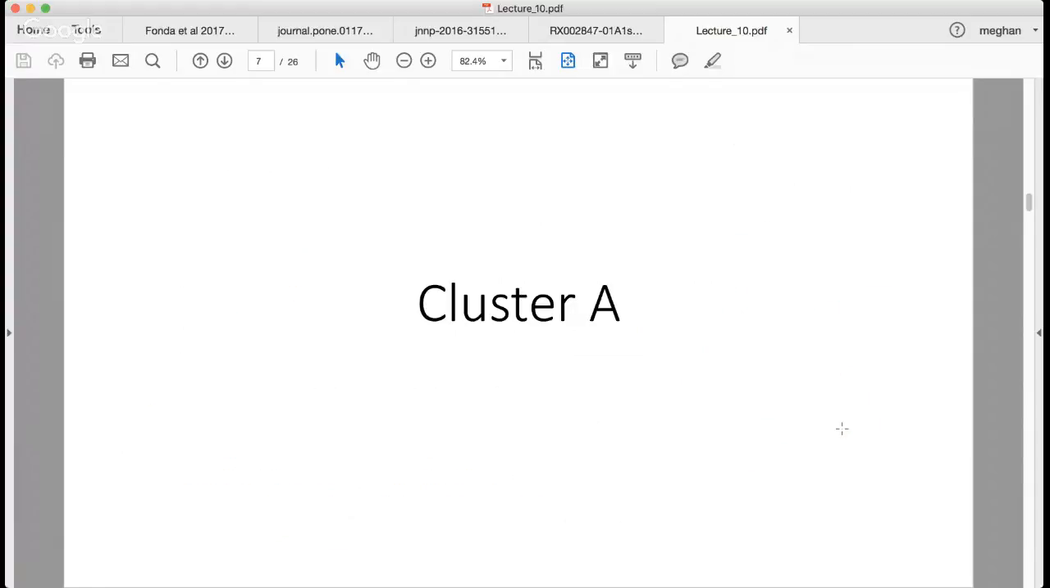Okay, now we're going to discuss each personality disorder in each of the clusters, starting with cluster A.